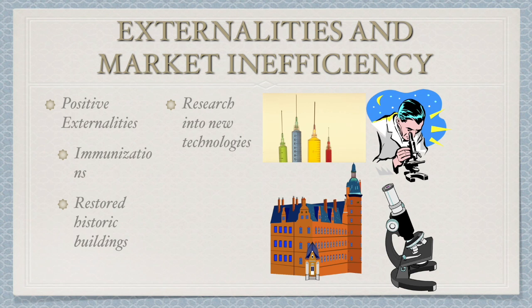Now, some positive externalities include, but are not limited to, immunizations. We'll talk in class about how immunizations are related to positive externalities. Others include restoring buildings, research into new technology, and even things as simple as landscaping. That's kind of my favorite example, actually. If we landscape our front yard, we'll receive some of the benefits, but some of the benefits are also passed on to my neighbor.